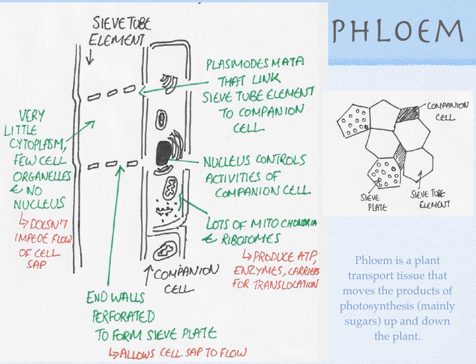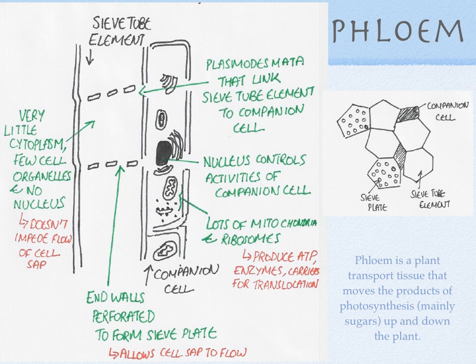2. Sieve tube elements are lined up end to end to form the sieve tube. This contains very little cytoplasm, few cell organelles, and very surprisingly for a living cell, no nucleus, in order to not impede the flow of cell sap. Sugars are transported dissolved in water as sap. 3. The companion cell has a large nucleus to control the activities of the companion cell. 4. Plasmodesmata are fine strands of cytoplasm that link the protoplasm of adjacent plant cells through a thin area of cell wall. This allows for exchange of substances between the sieve tube element and the companion cell.